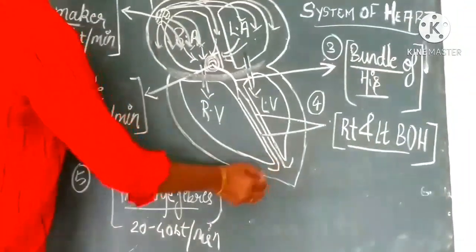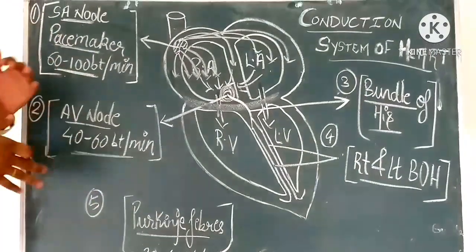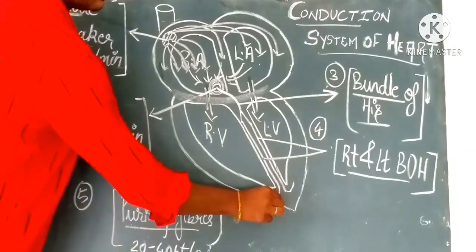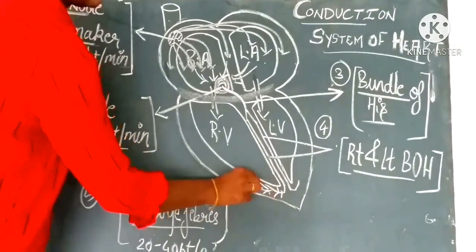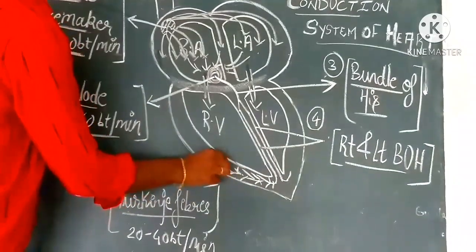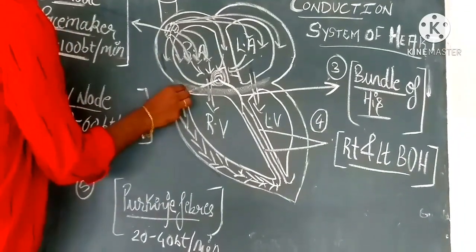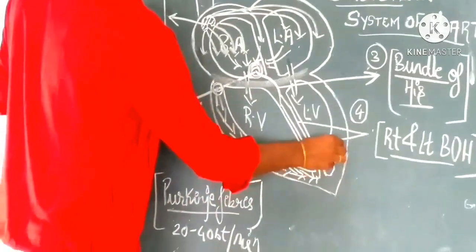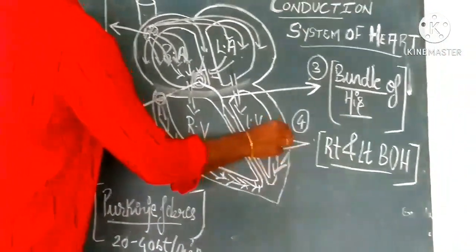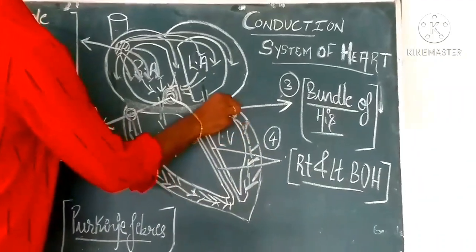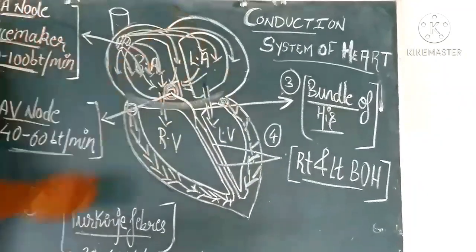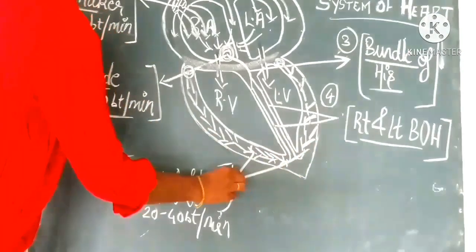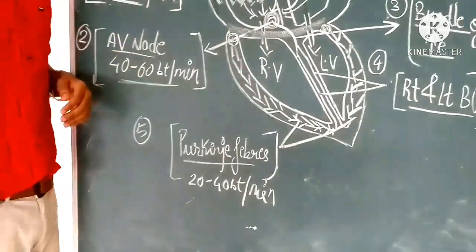Now as they take a U-turn, they get divided into many small branches of the right and left bundle of His. These branches will continue up till the top end, that is up till the atrioventricular septum. Till that top point, both branches will be continuing. And now these branches are called the Purkinje fibers.